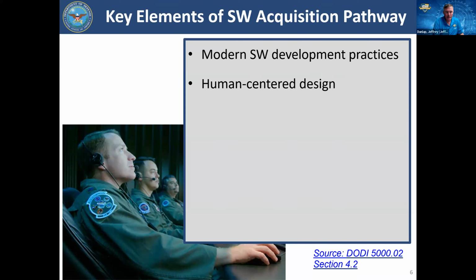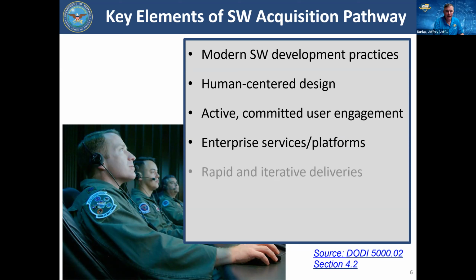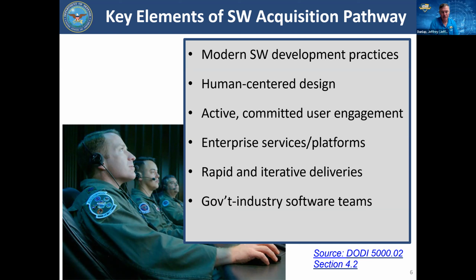We need to modernize our software development practices: human-centered design, basically having active user engagement and commitment. We need enterprise service platforms like the cloud, Amazon Web Services, and all these other clouds. It used to be JEDI, now it's another cloud provider that you can use to develop software and host things. Rapid and iterative deliveries and government-industry software teams. So they start talking about the government being part of the development team, having interaction with the contractor, being part of the planning, part of the process.